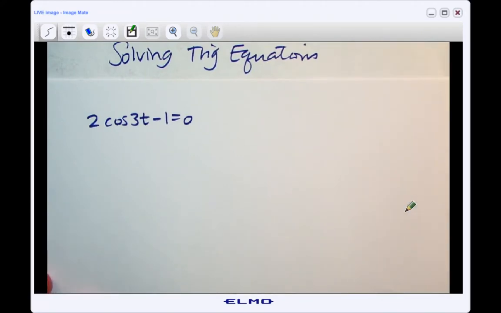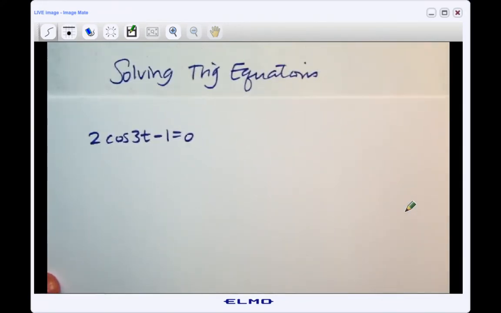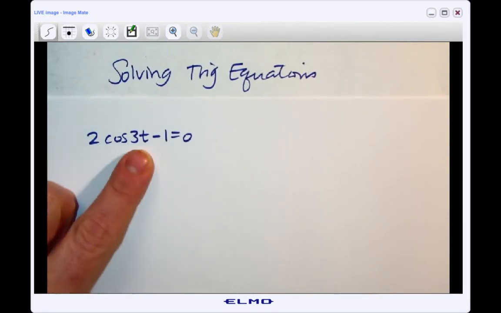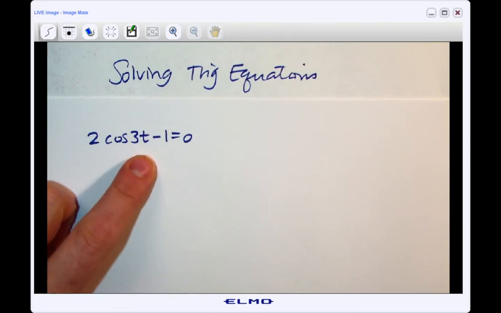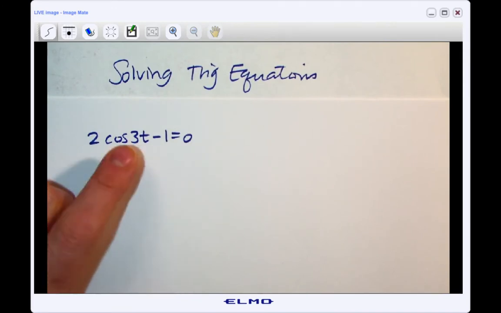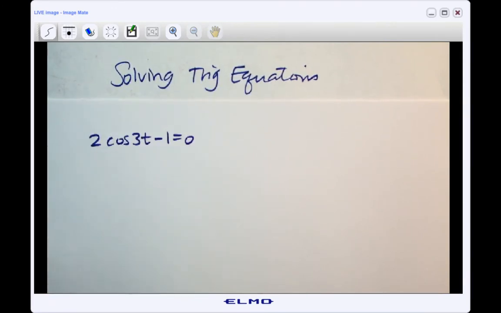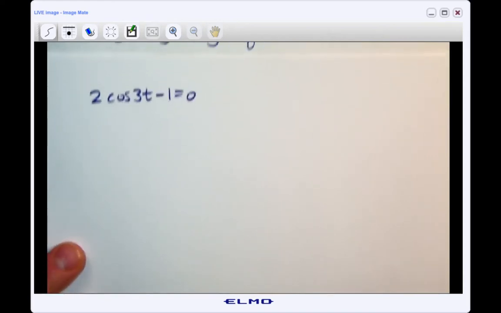Okay? All right, let's take a look at this first one. This one is different than any of the ones that we've done before. And why is it different? Because this is not just an x or just a t. Now we have a 3t inside, okay? A 3x or whatever you're solving for. Okay, so that's going to be different about this one. Now, I'm going to do everything the same way up until that point.